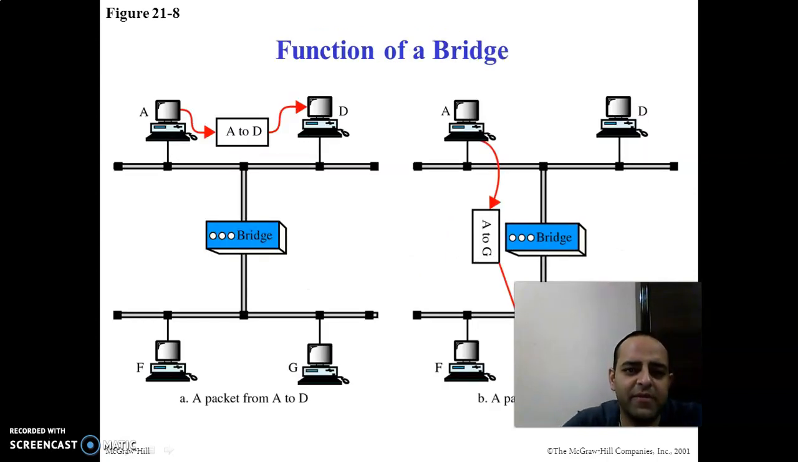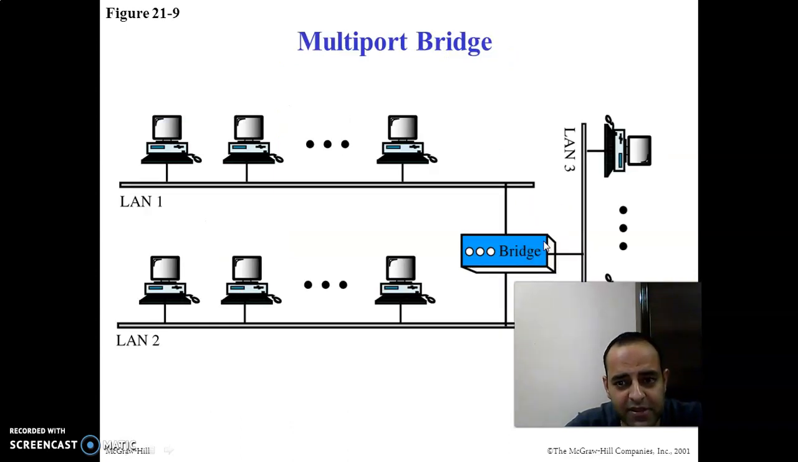We have a simple bridge where you connect two subnetworks. But if you want to connect more than two subnetworks, 1, 2, 3, there we call it a multi-port bridge. The purpose is the same.